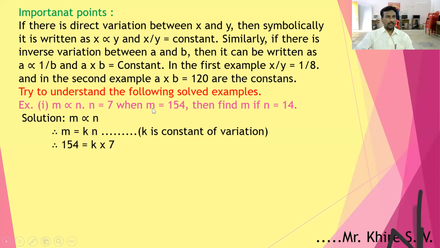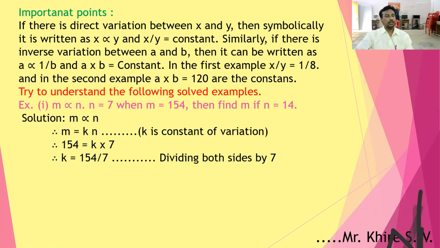Now put the values. The value of m is given as 154. So 154 is equal to k into the value of n, which is 7. We have to find the value of k. Now k is equal to 154 divided by 7, because the 7 goes to the other side and becomes upon 7. Dividing both sides by 7, we get the value of k. 7 twos are 14 and again 7 twos are 14. Therefore the value of k is 22.